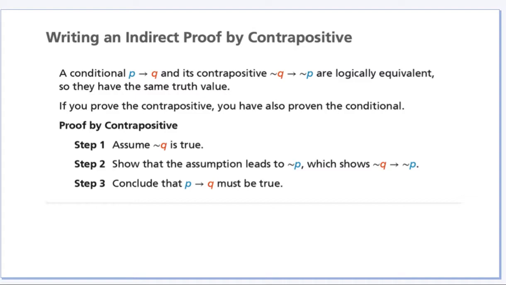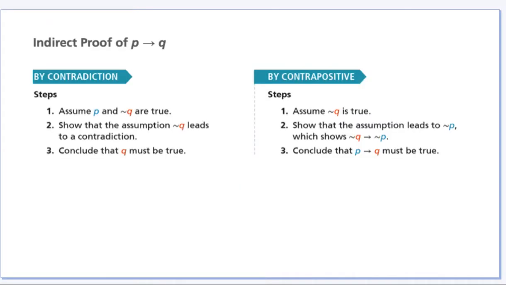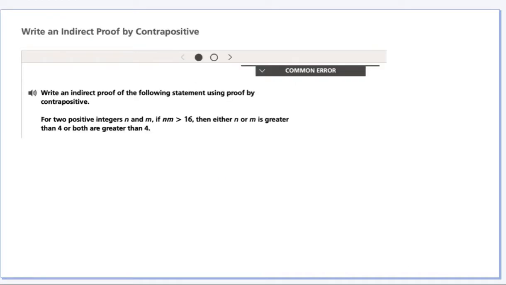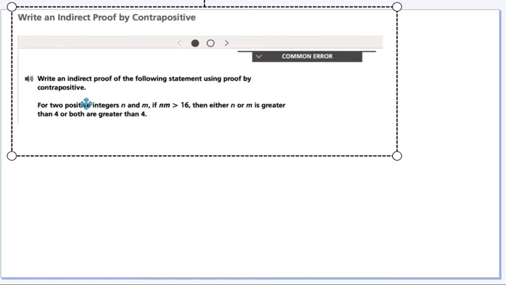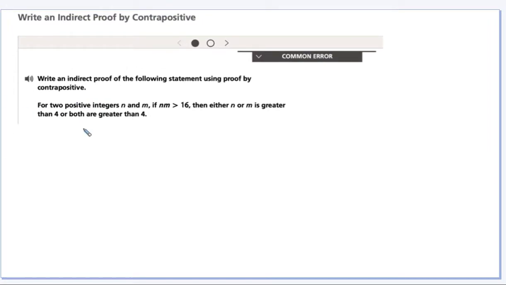Okay, so let's take a look at one example, and then I'll have you try. Move this up, give me a little bit more space. Okay, so for two positive integers, n and m, if n times m is greater than 16, then either n or m is greater than 4, or both numbers are greater than 4. So let's think about what our original statements are going to be, and then the negations of each of them. So my original statement P is, let's say, n times m is greater than 16. So then n times m is less than or equal to 16 if I'm negating that.